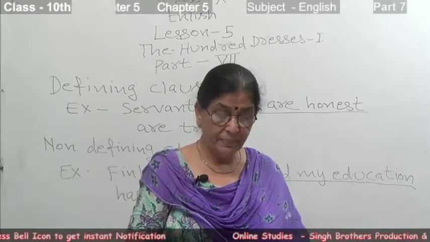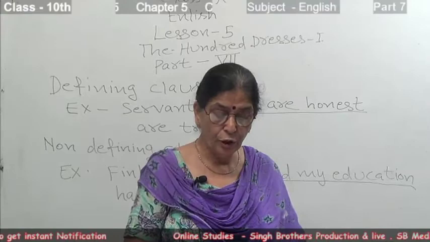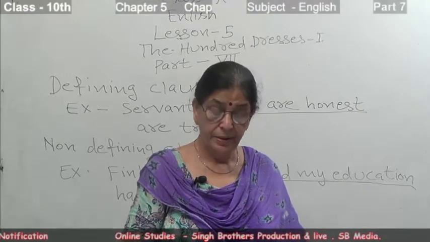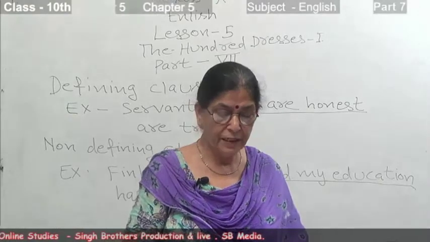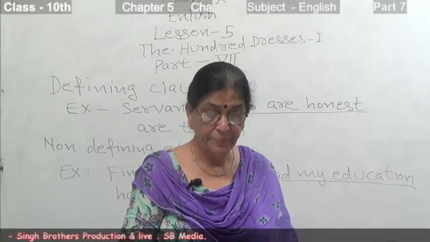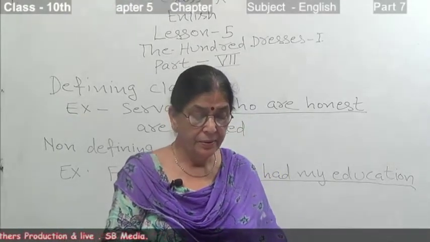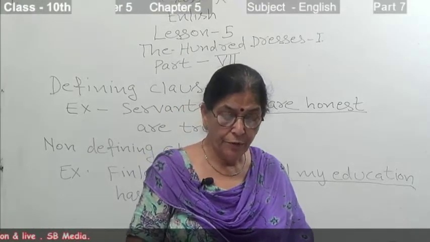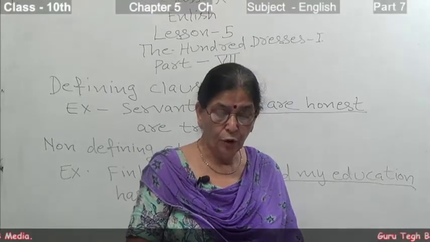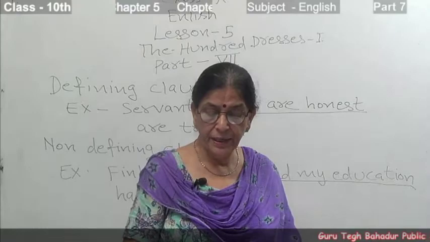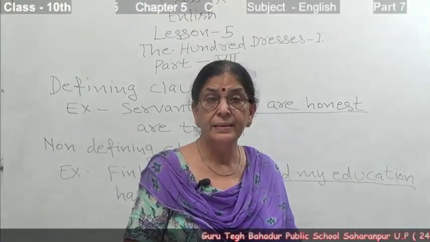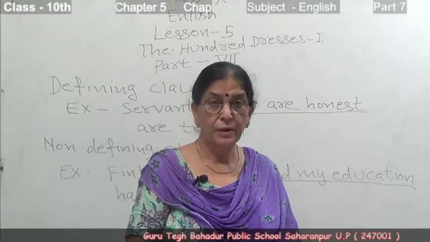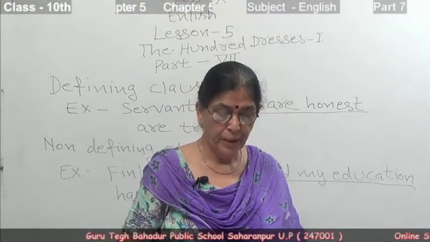Then sentence number 6. Go to a place. One sentence: there are no people whose names begin with Z. So what place? Here we have to use where. Go to a place where there are no people whose names begin with Z. So I have solved this exercise for you.